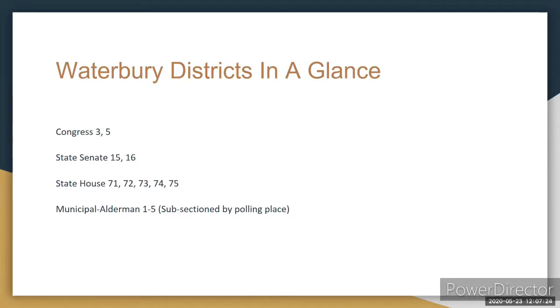And then on a local level, the aldermans, they're kind of like the local presidents of the town. So just like you have House representation for the state and Senate representation for the state, House and Senate representation on the federal level, you have it on a local level as well. And those are called aldermans. We have 5. And there's a subsection by polling place where you get to vote.